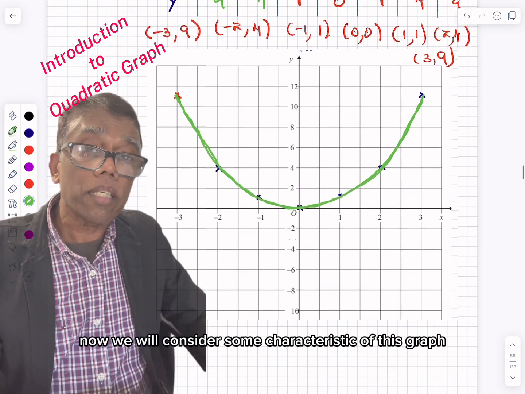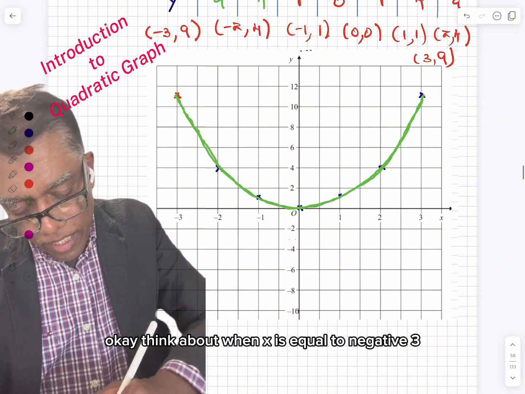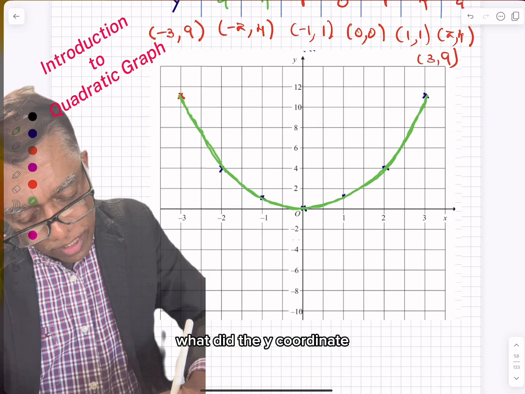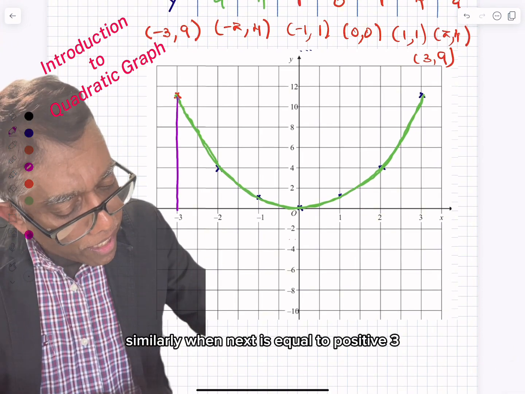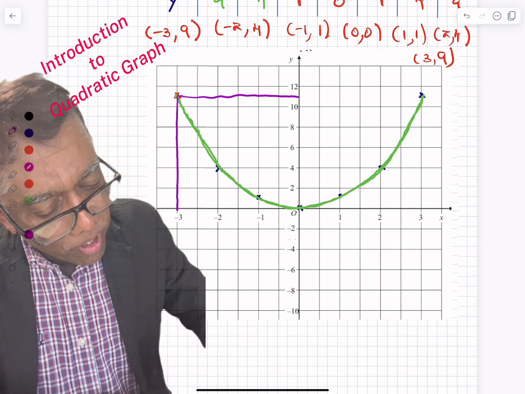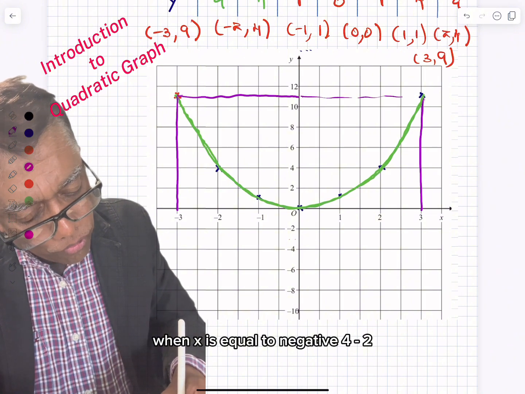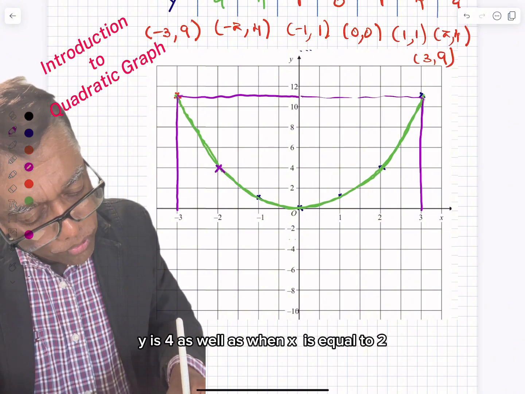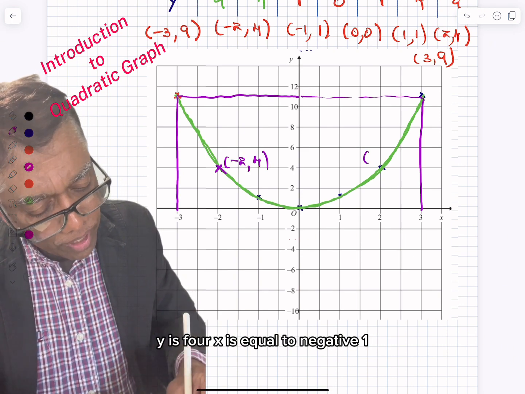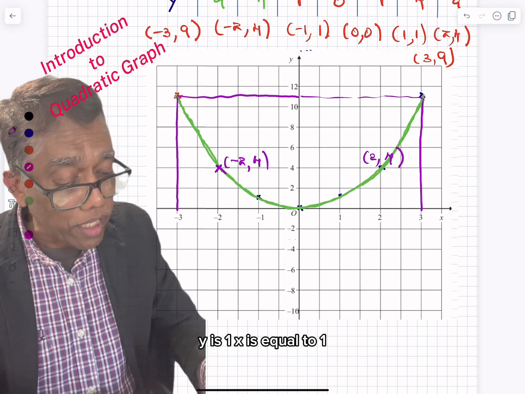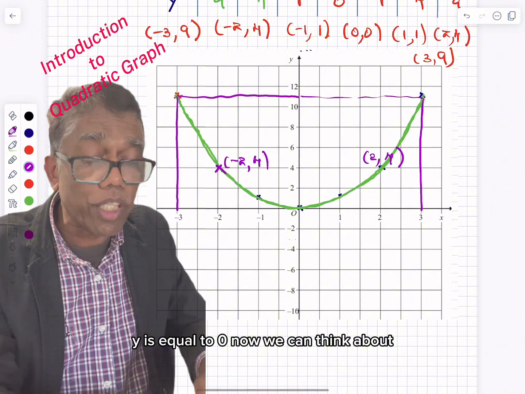Now we will consider some characteristics of this graph. Think about when x is equal to negative 3. What is the y coordinate? We got it as 9. Similarly, when x is equal to positive 3, we got the same y coordinate. When x is equal to negative 2, y is 4, as well as when x is equal to 2, y is 4. X is equal to negative 1, y is 1. X is equal to 1, y is equal to 1. X is equal to 0, y is equal to 0.